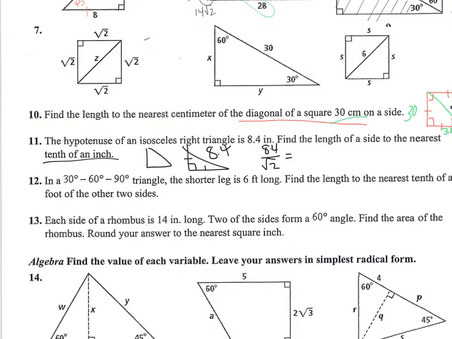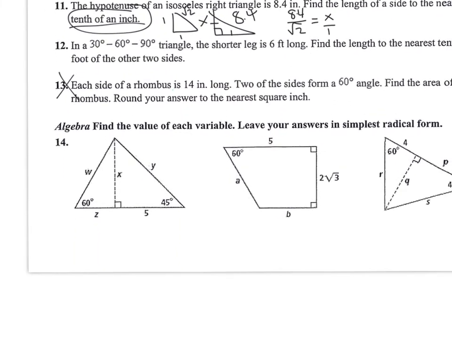I'll draw this out here. X, 1, 1, 1 root 2. 8.4 is to root 2 as x is to 1 and cross multiply. And then it's asking you to answer with a decimal. And then we're not doing 13, so let's go down to 14 here.